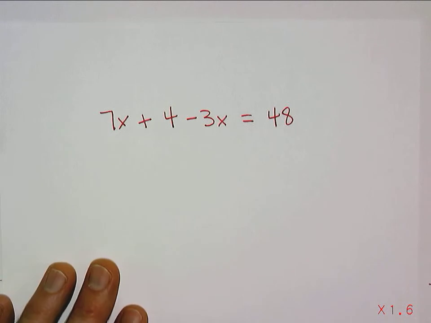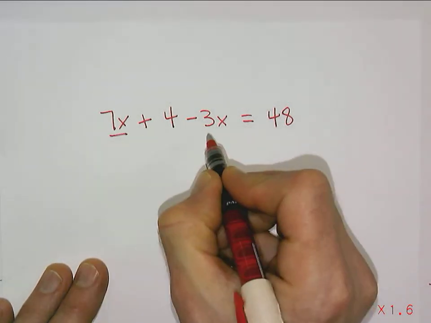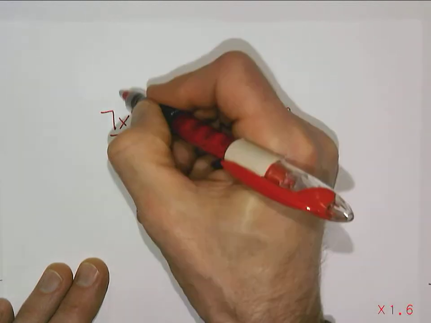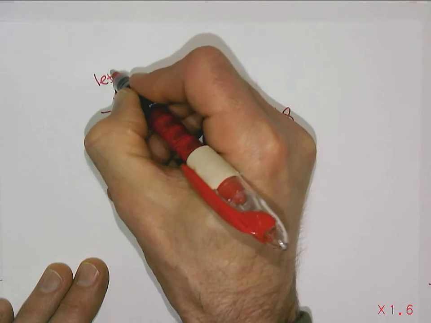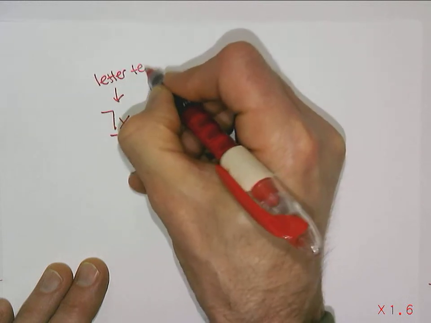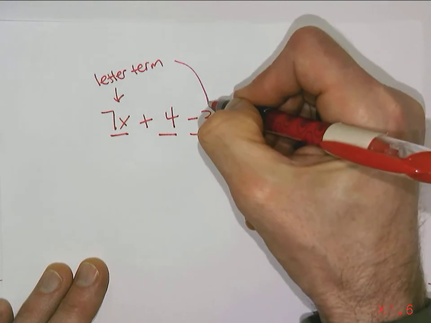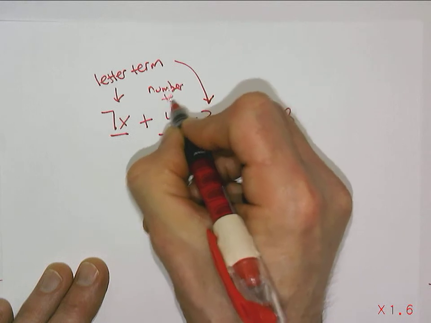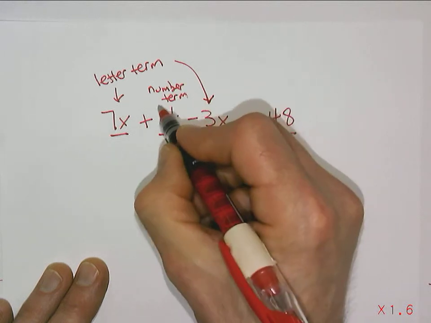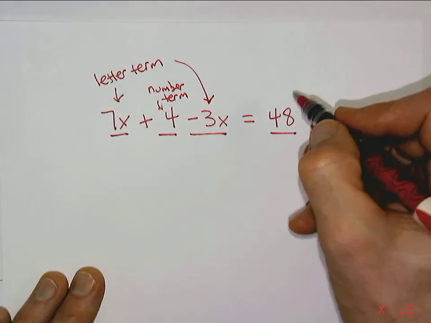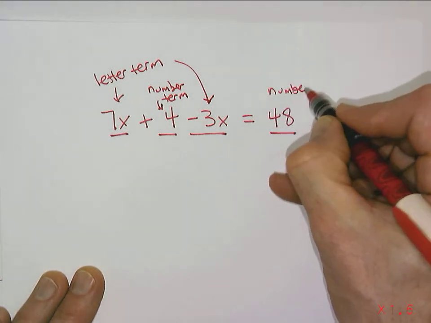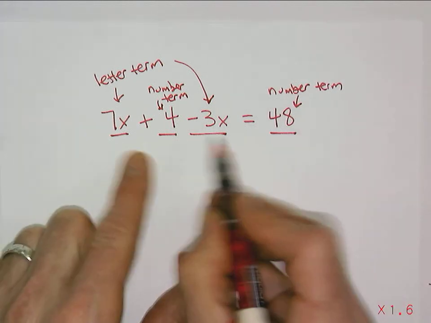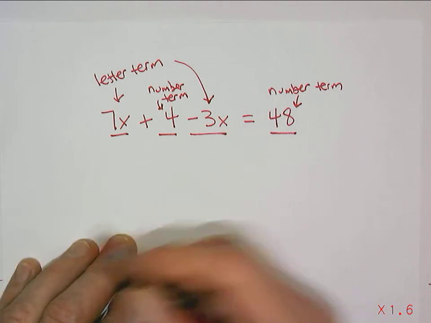So again, I need to look and see I have a letter term, a letter term, a number term, a number term. So we have a letter term, and a letter term, and then we have our number term here in the middle. And they won't always be in this order, but in this case, and we do have another number term over here, but it's on the other side of the equal sign, so we don't really have to deal with it at the moment. Because the whole object is to get these x's together and then get everything else away from them.